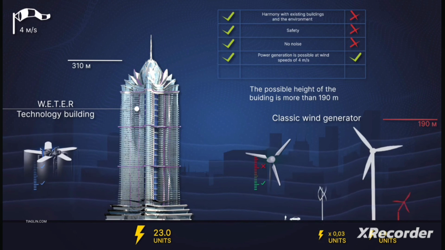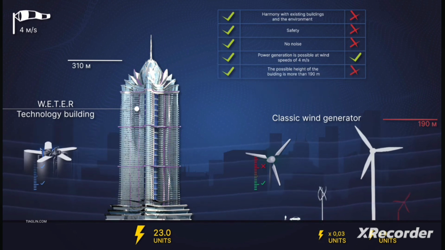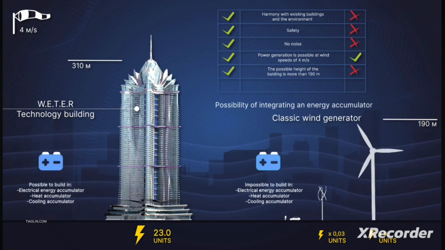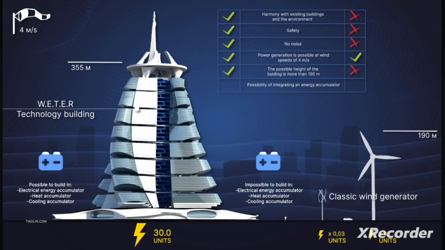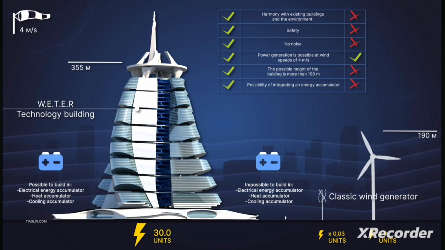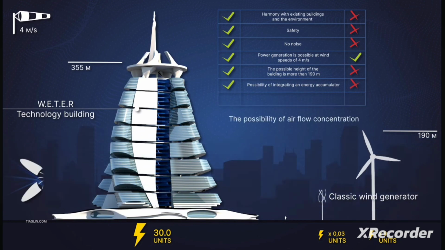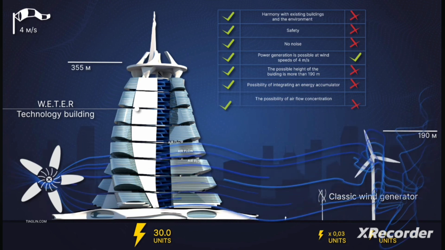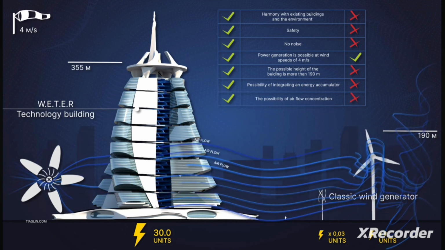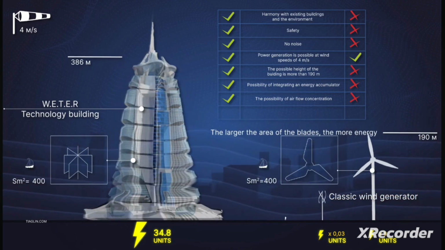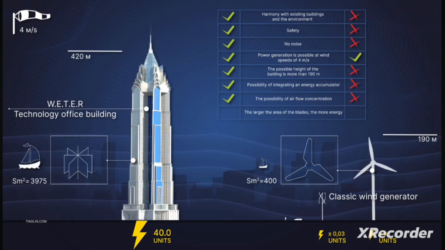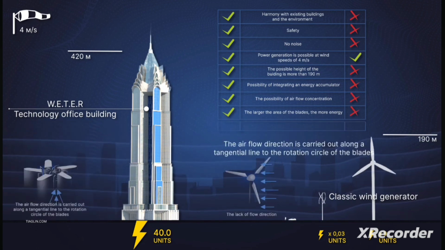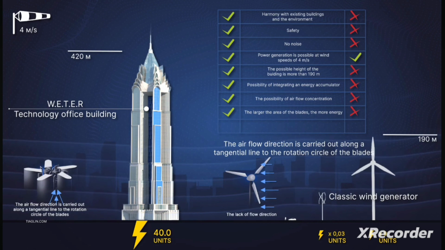Possible building height of over 190 meters. Possibility to integrate various types of energy storage harvesters. Possibility of airflow concentration in contrast with classic wind farms. Large area of the blades, more energy. Direction of airflow at a tangent line to the rotation circle of the blades, more efficiency.